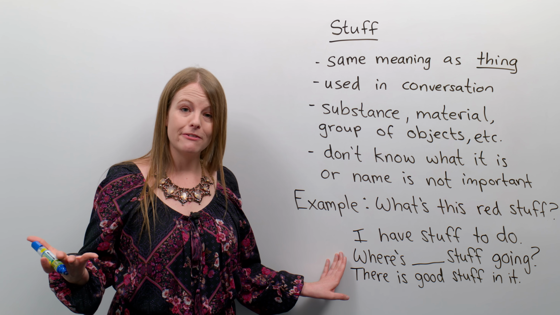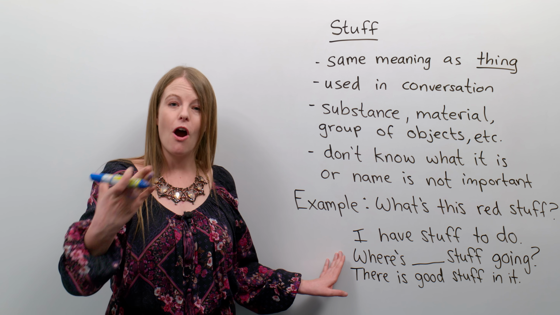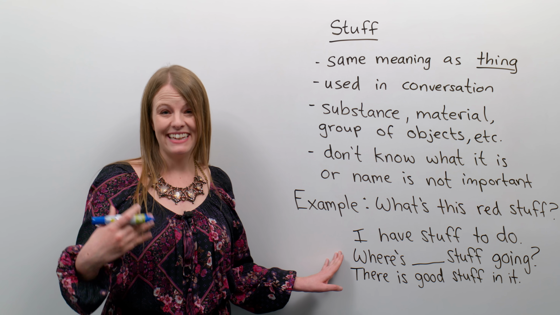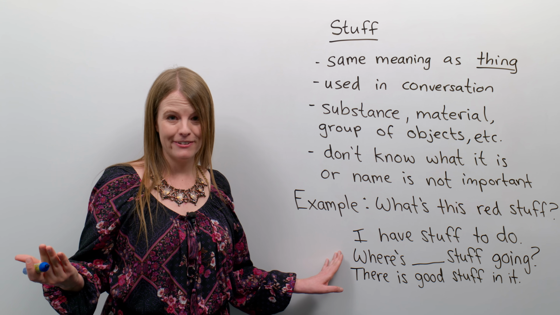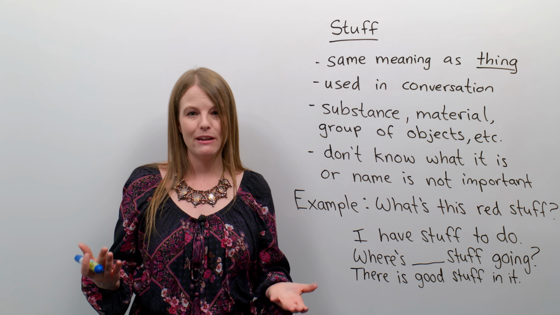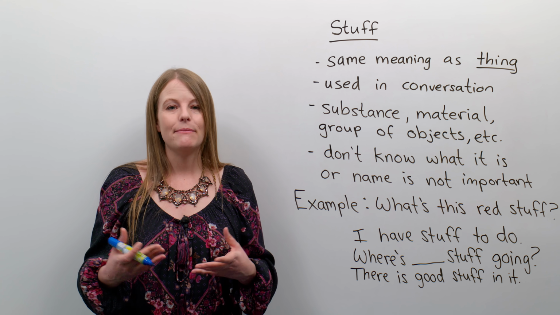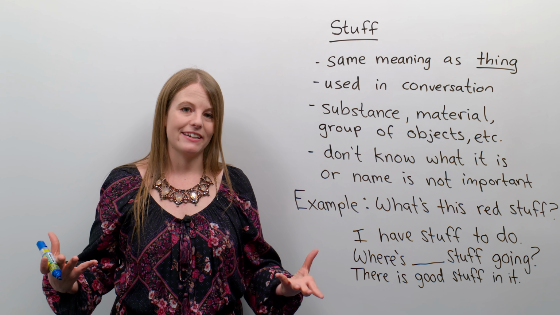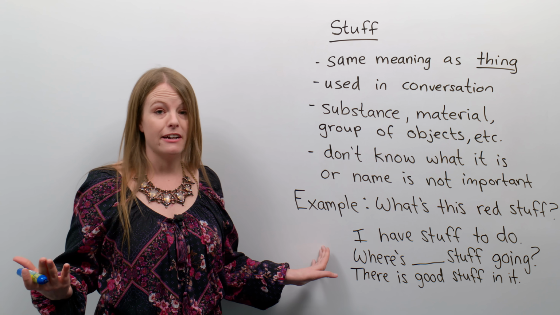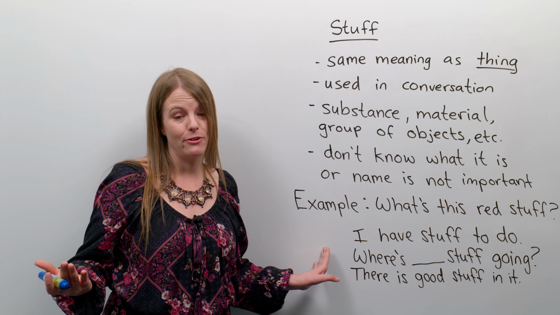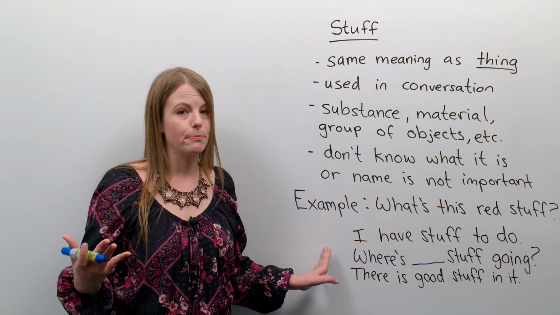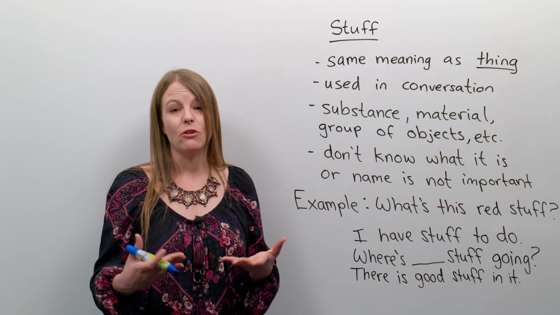We can also use stuff when we're talking about our possessions. It's the same way we use my things. We can say my stuff. So if I say, "Where's my stuff?" it means, where are my objects, the things that belong to me? We can also use the stuff. "Where's the stuff going?" if we're just talking about a group of objects or a group of something we don't want to say the name.